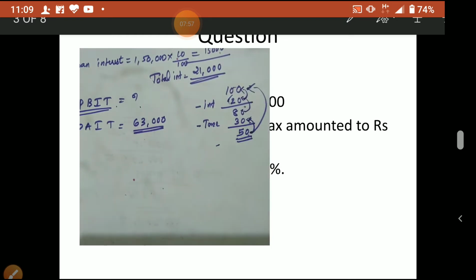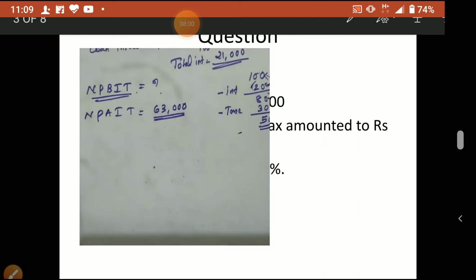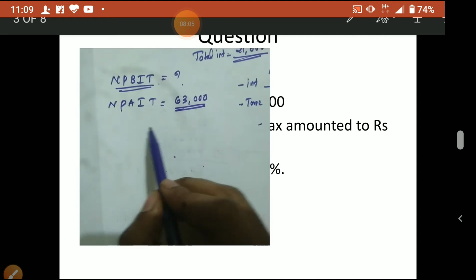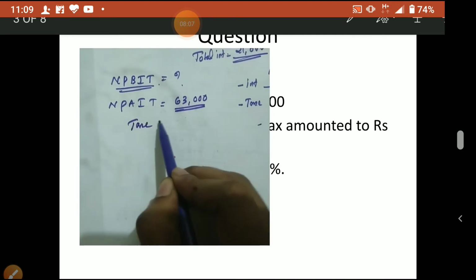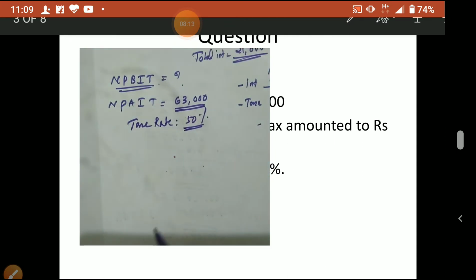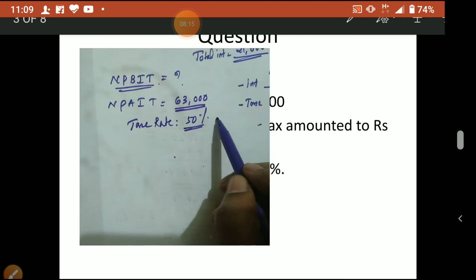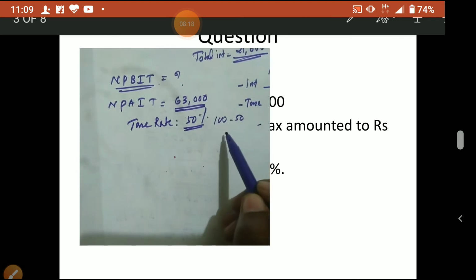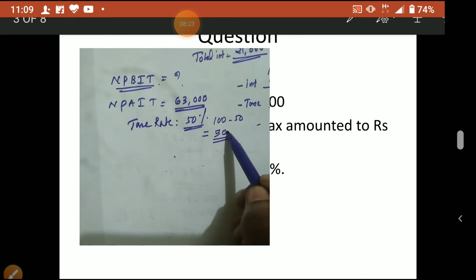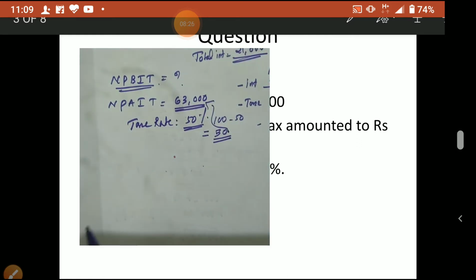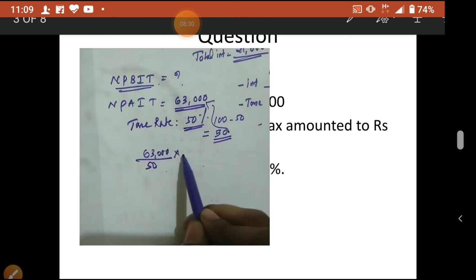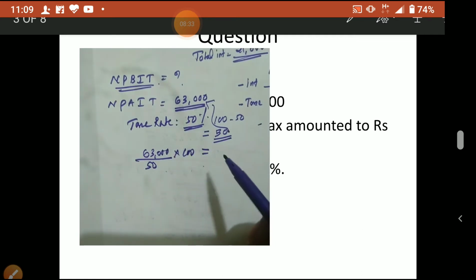The same way, what is given here? Profit after interest and tax. So to this, first we have to add tax. But the problem here is, the tax rate is given, not the tax amount. They are saying tax is 50%. So 50% means, suppose there are 100 rupees, 50 is the tax you have to pay. So how much is remaining? 50. This 50 represents what? 63,000. So if 50 represents 63,000, then we need the full amount.